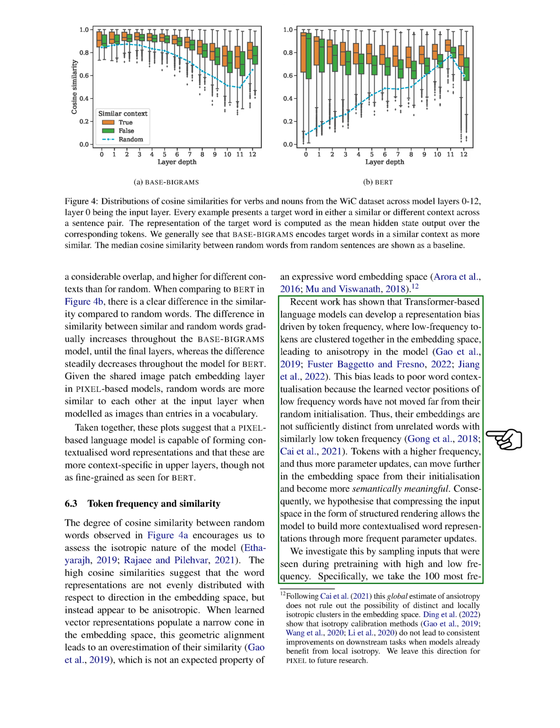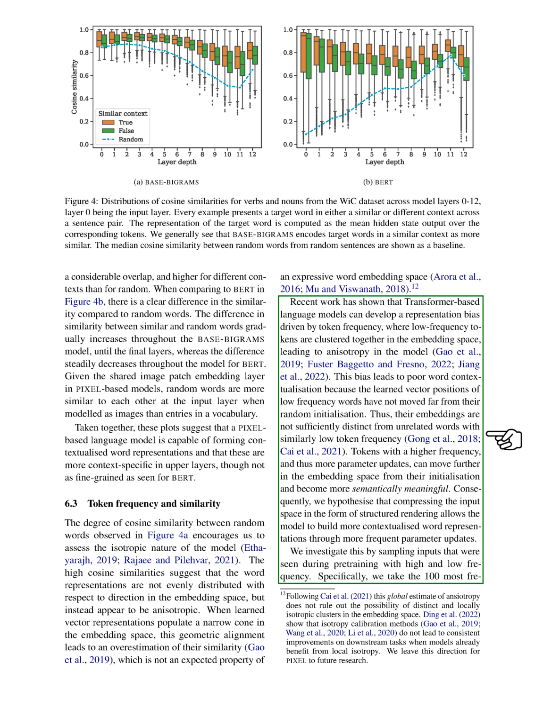We found that transformer-based language models can develop a representation bias driven by token frequency, where low-frequency tokens are clustered together in the embedding space, leading to anisotropy in the model. This bias leads to poor word contextualization because the learned vector positions of low-frequency words have not moved far from their random initialization. Thus, their embeddings are not sufficiently distinct from unrelated words with similarly low token frequency.